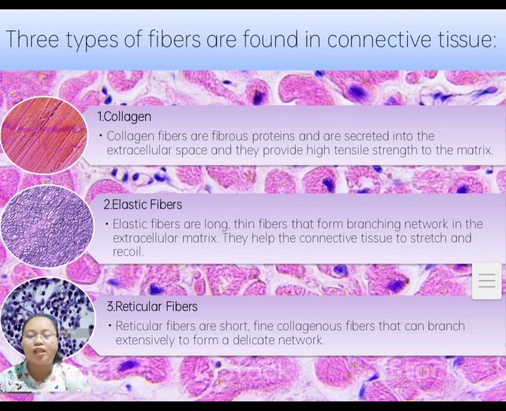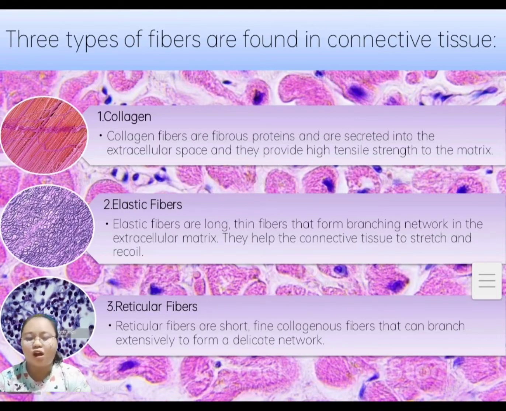The first one is collagen. Collagen fibers are fibrous proteins and are secreted into the extracellular space, and they provide high tensile strength to the matrix. The second is elastic fiber.